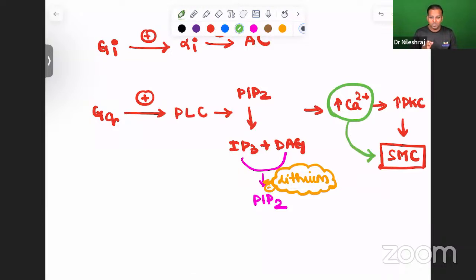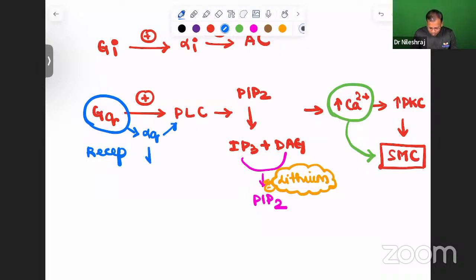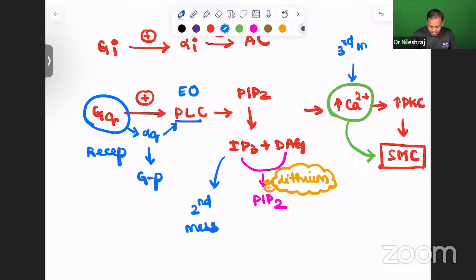This is not going to be seen with GS receptors because calcium levels are not going to be increased by that. Calcium levels will be increased only by GQ receptors. So simply put, here GQ is called a receptor. Of course, from GQ, there will be release of alpha Q proteins. Alpha Q is nothing but the G protein. Phospholipase C is the effector organ. IP3 and DAG are called second messengers, whereas calcium is actually called the third messenger.